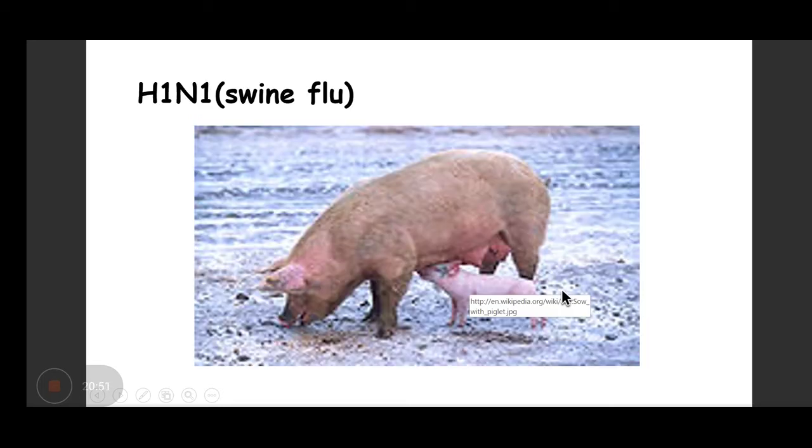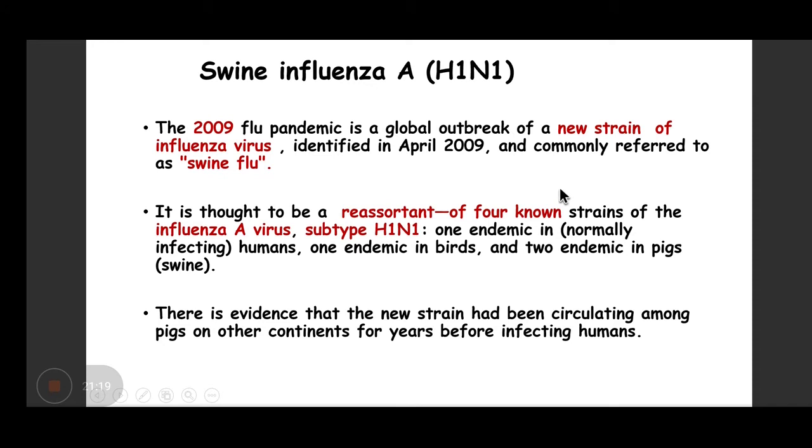Another variant is H1N1, which is also known as swine flu. This is the same variant which caused the huge pandemic in 1918, 100 years ago, and it resulted in millions of deaths, around 50 million deaths. The same H1N1 strain caused a pandemic in 2009, and this new strain of influenza virus was identified in 2009, and it was commonly referred to as swine flu.